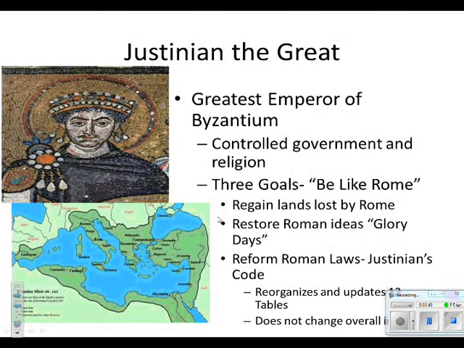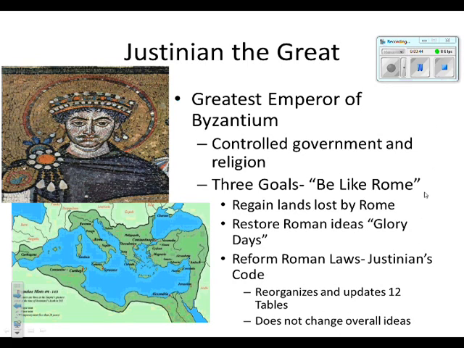The greatest leader of the Byzantine Empire is Justinian the Great. Justinian the Great was the first leader of the Byzantine Empire. So once the empire starts to form, he's the one that kind of gets it going. The most important thing when you form a new civilization is a strong leader. He controlled the government and religion. This should tell you right away that the Byzantine Empire is a theocracy.